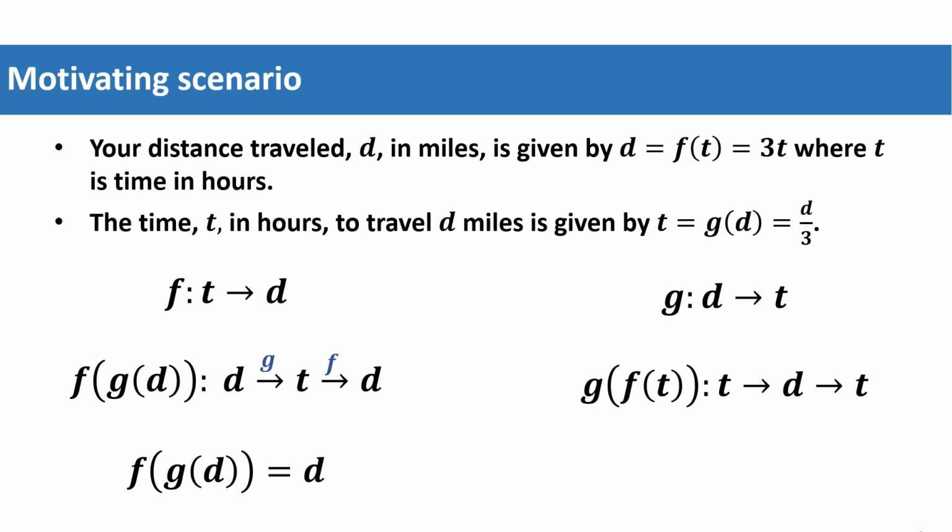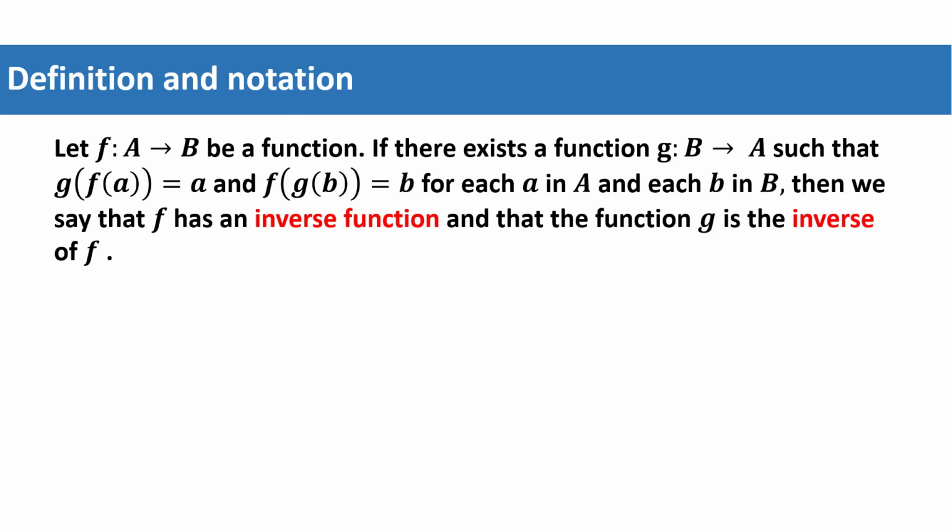Similarly, we consider the composition g of f of t. This time we start with the input of function f, which is time. And when we apply function f, the resulting output is a distance. When we apply function g to the resulting distance, we arrive back at the time we started with. Thus, we can conclude that the composition g of f of t equals t. And these observations lead us to the formal definition of an inverse function.